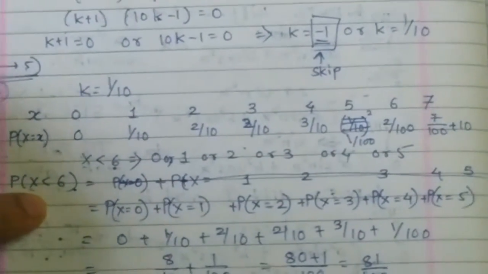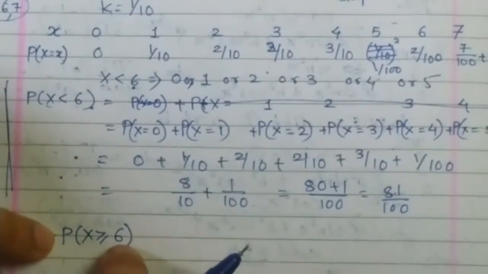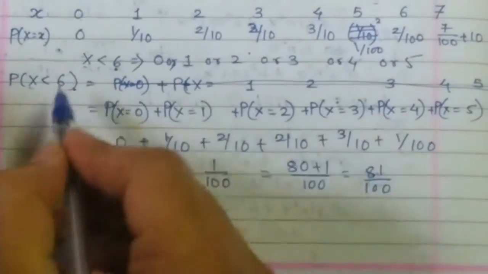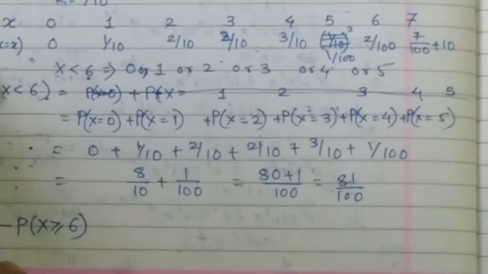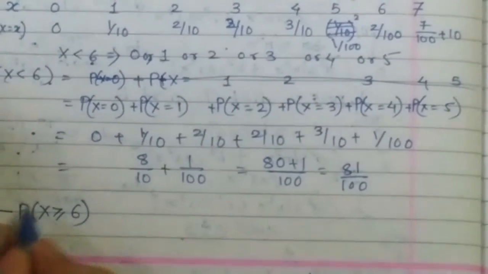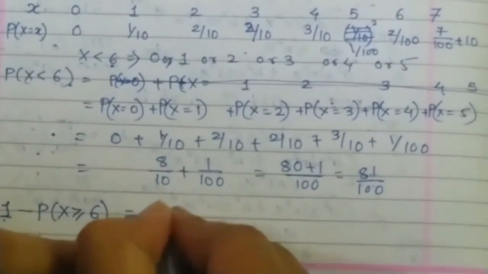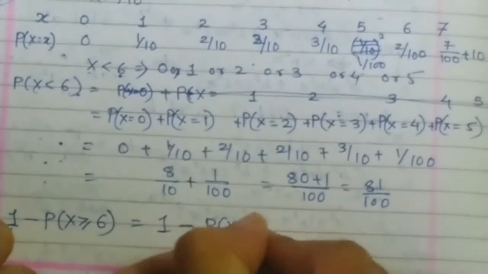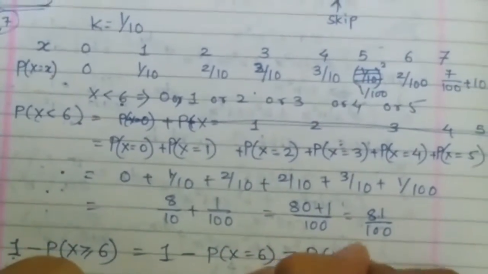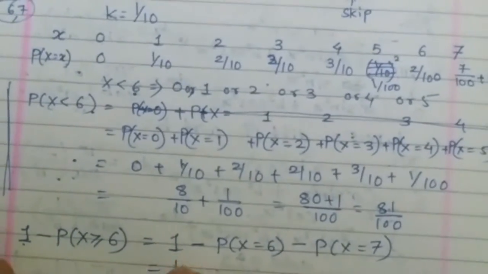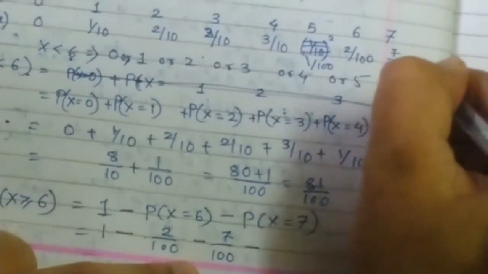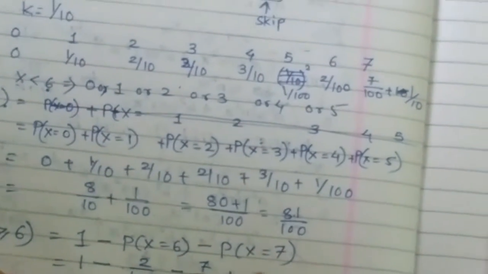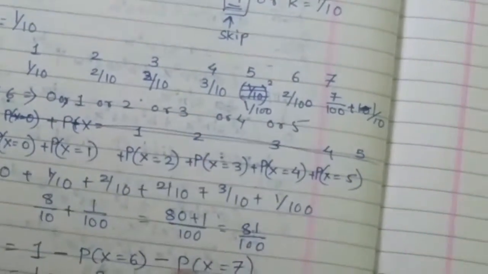Hence what I am saying, p of x greater than or equal to 6 is the probability of the complement of this event, x less than 6. The total probability is 1, out of which I am subtracting the probability of the complementary event. So this is 1 minus p of x is equal to 6 or p of x is equal to 7, like this. Now you can substitute these values: 2 by 100, 7 by 100, sorry, it's okay, 1 by 10 here, minus 1 by 10. So this way you can achieve it.